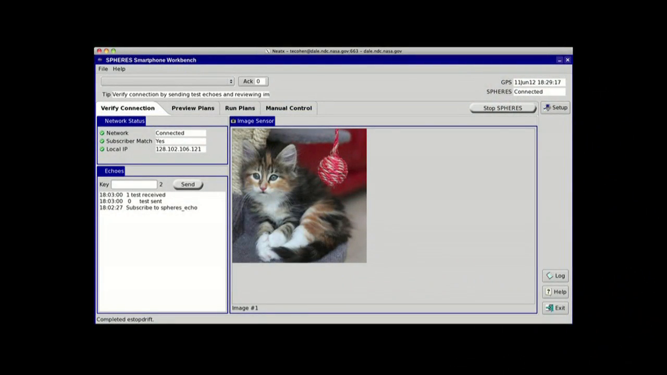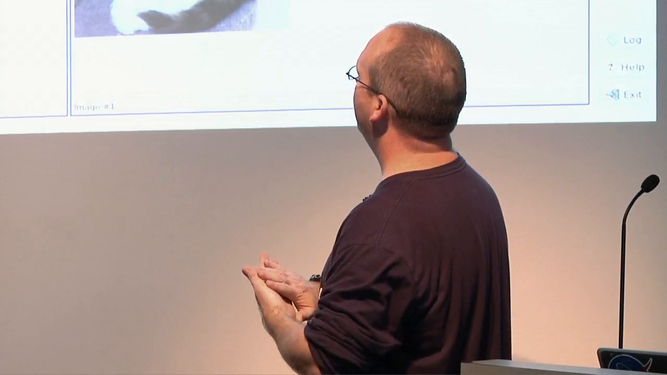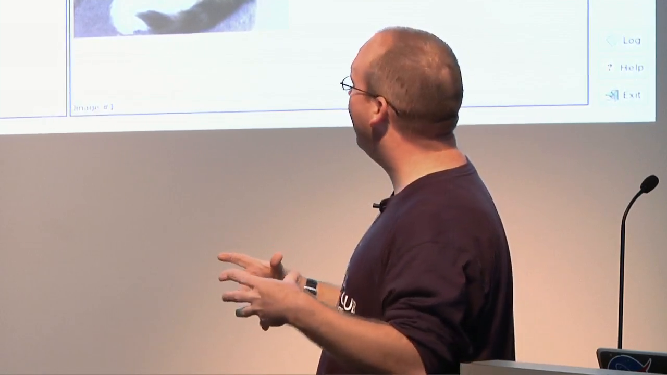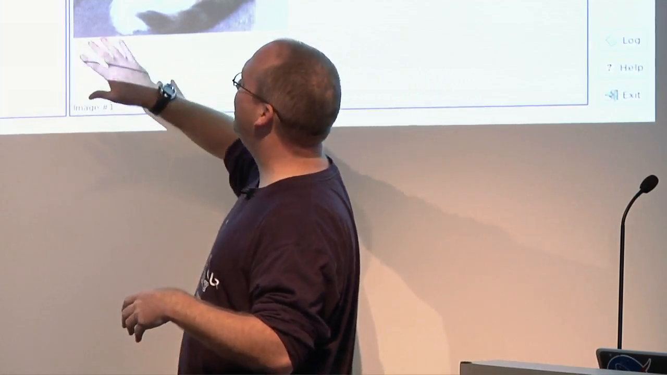So this is the user interface that we're going to be using. We're hoping to actually get crew time in late November, early December. This is an interface that allows us to set up plans that the Spheres will execute. You say, Mark, why is there a cat? All right, now, imagine every time you see a cat, that's going to be a view from the phone.